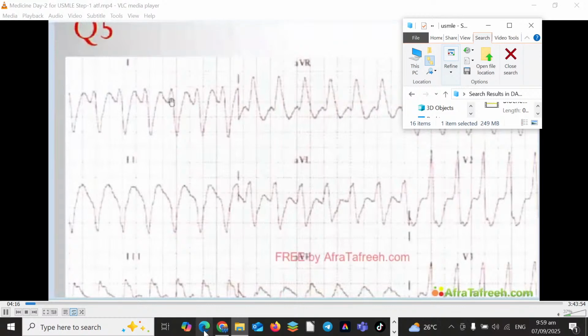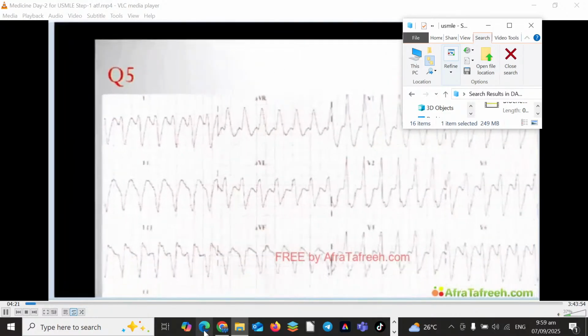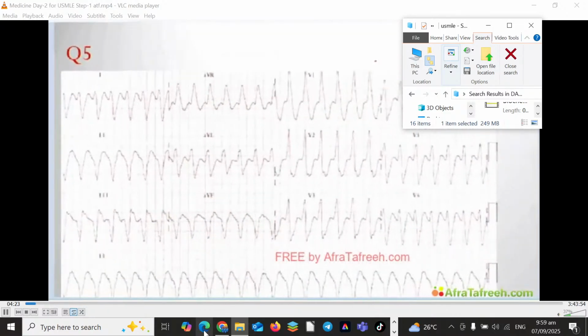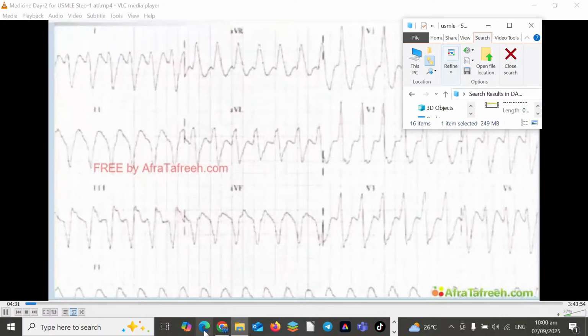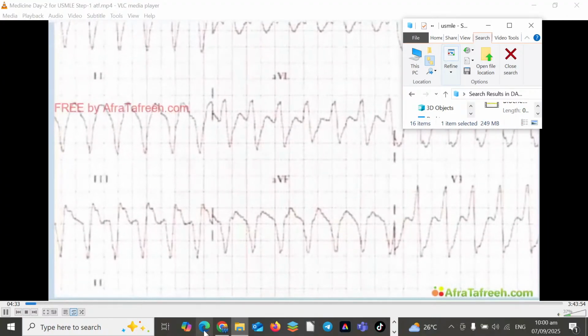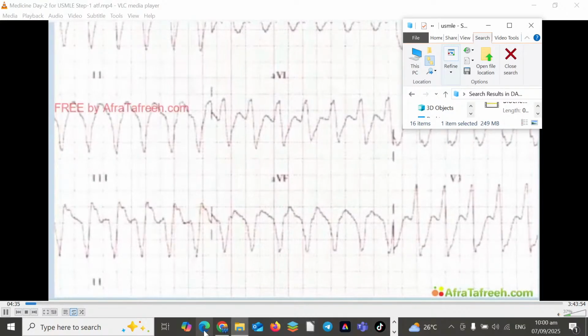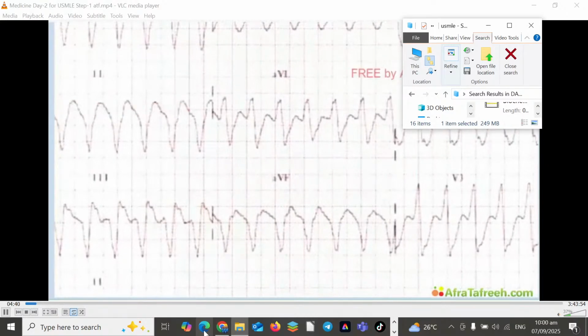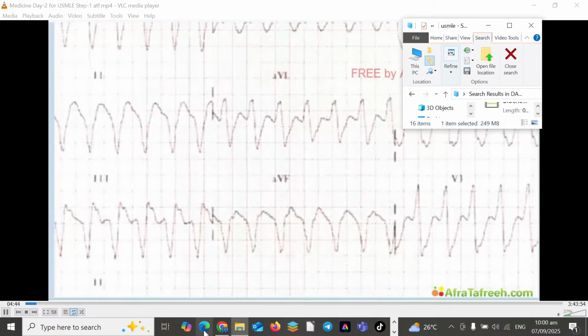I'm glad you got this. This is an extreme axis deviation. Lead 1 and lead aVF both are negative, and hence this is an extreme axis deviation. The rate is very high. If you look very closely, the R-R interval is even less than 2 boxes. When it is less than 2 boxes, the rate is higher than 150.